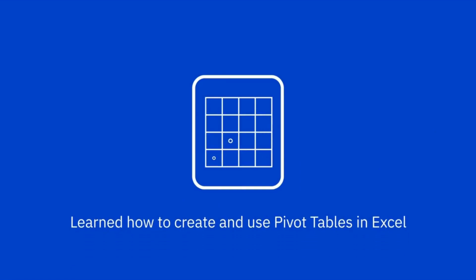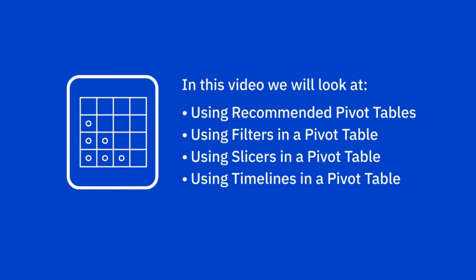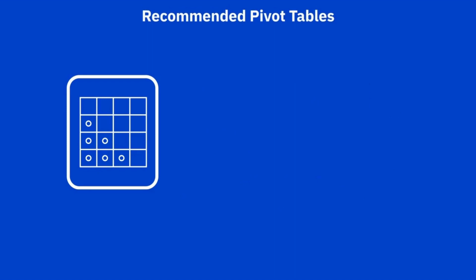Now that we've learned how to create and use pivot tables in Excel, in this video we'll look at some other features that we can use with pivot tables, including recommended pivot tables, filters, slicers, and timelines. First, let's look at recommended pivot tables, which isn't exactly a feature as such.